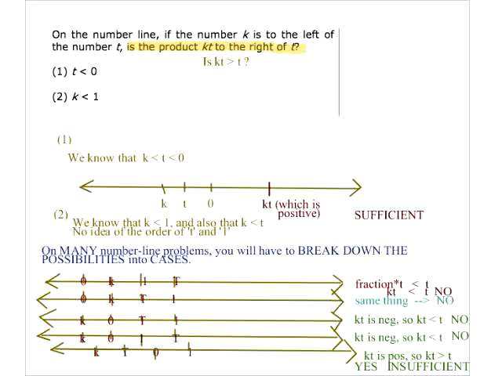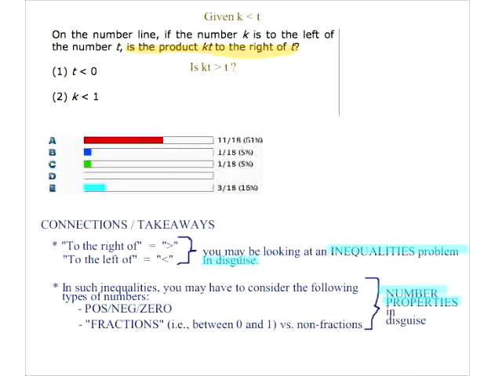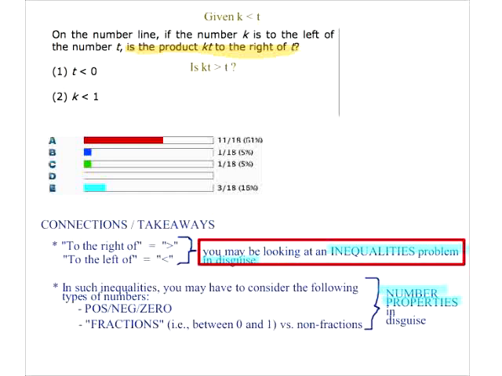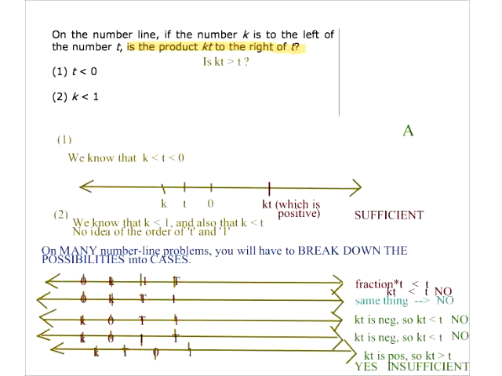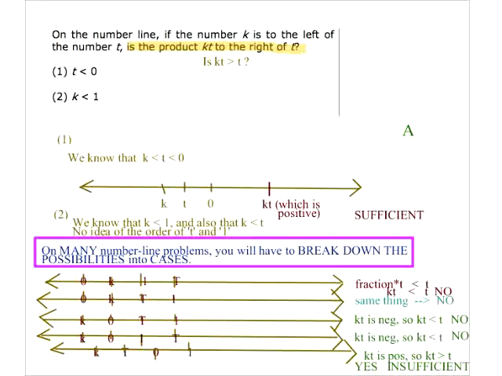A. Okay. Let's take a look at the takeaways that we got. 3 different kinds of general lessons we've learned from this guy. The first is that you may have to think about connections to inequalities. The second thing is that you may have to look at connections to number properties. And the third thing, which believe me, you will have to do a lot of on these problems, is you will have to break them down into cases.